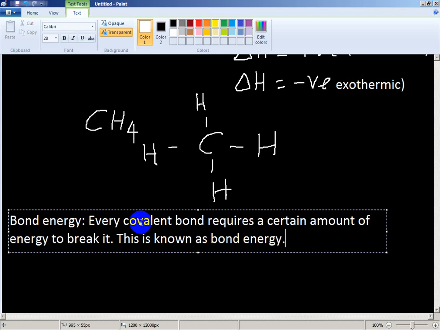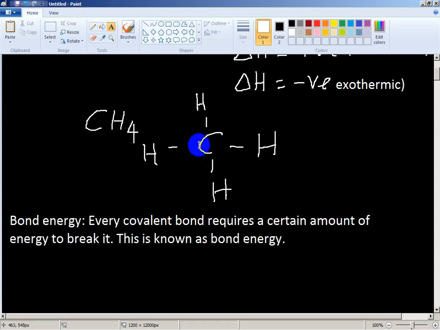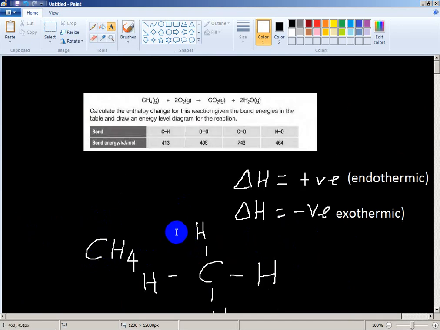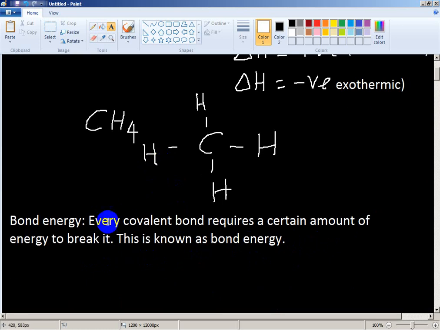Okay, this is the covalent bond. Here are 4 covalent bonds. To break these covalent bonds we need a certain amount of energy. This is called bond energy. Every covalent bond requires a certain amount of energy to break it. This is known as bond energy. Okay. So today's question here. Have you written what bond energy is? Yes, sir.